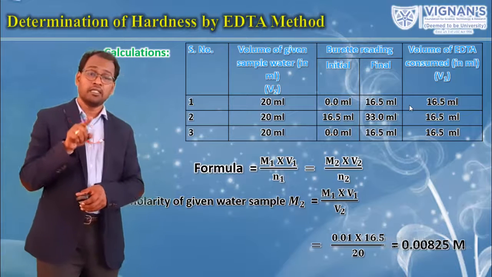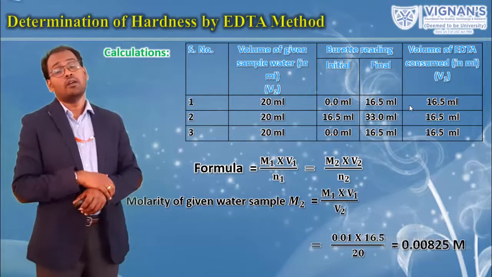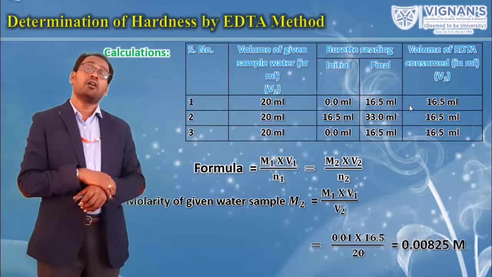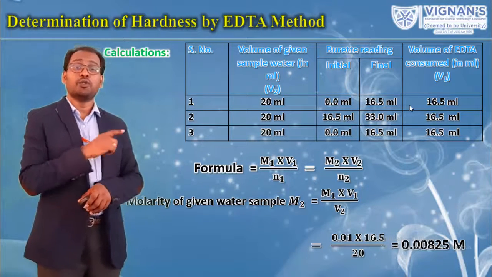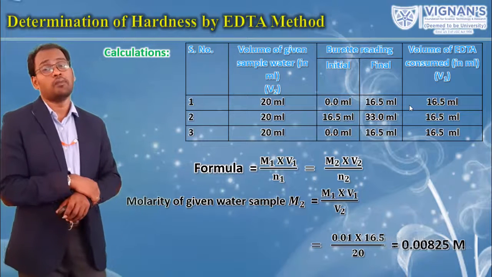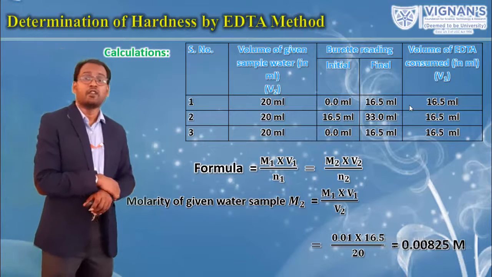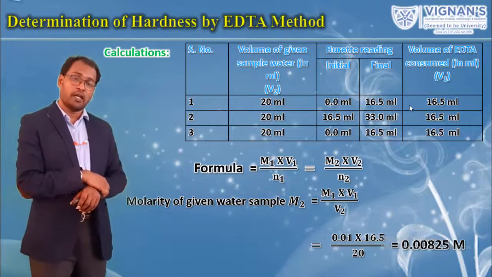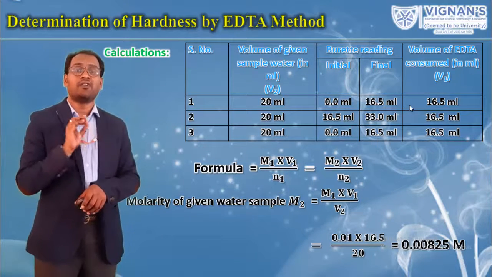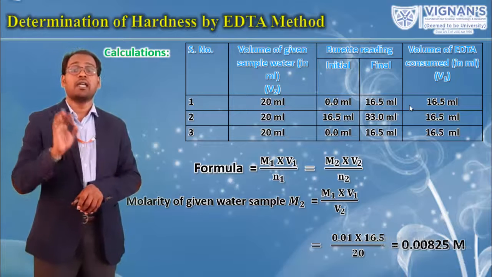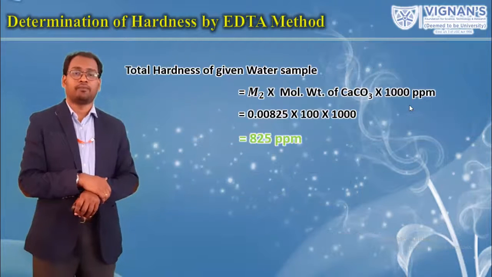To convert this molarity into calcium carbonate equivalents or milliequivalents, or in ppm, you have to use this equation, where you multiply this molarity with the molecular weight of calcium carbonate and 1000. So this will give you 825 ppm. So this is the hardness of water.